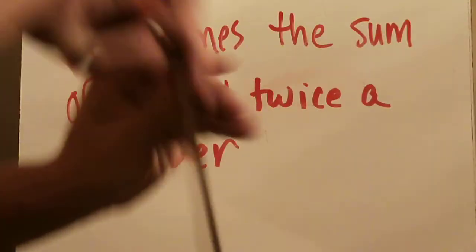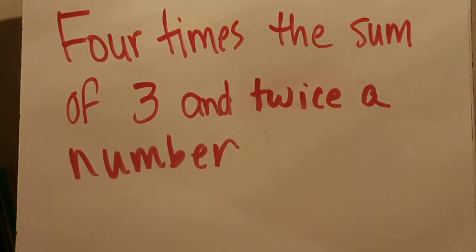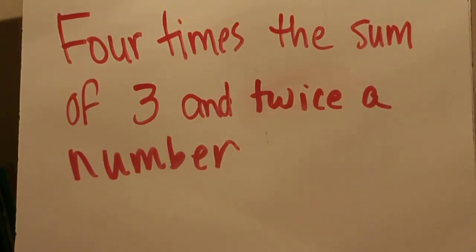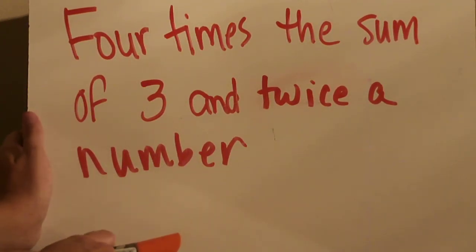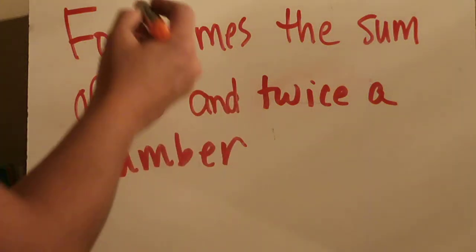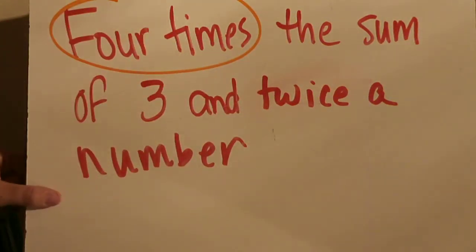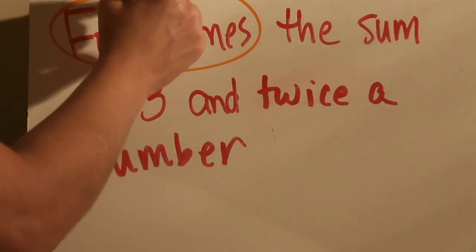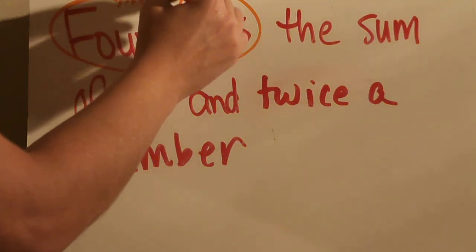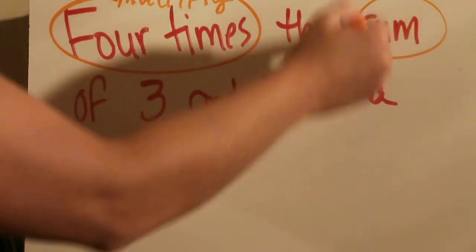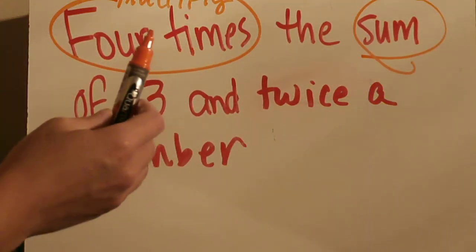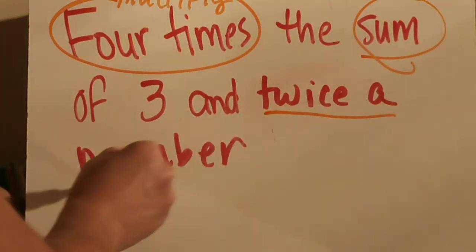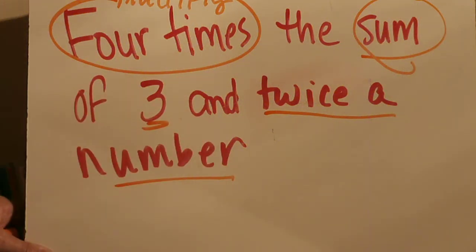Our next example, 4 times the sum of 3 and twice a number. So this one's a little more complex. We have 4 times, which again is going to tell us that we need to multiply. And then we see the sum, which is adding. However, we also see twice a number and our 3.